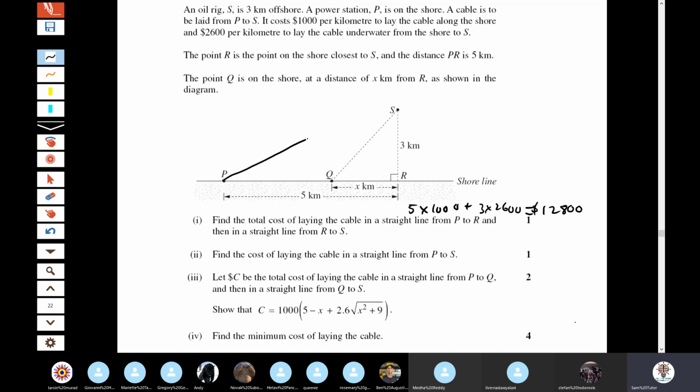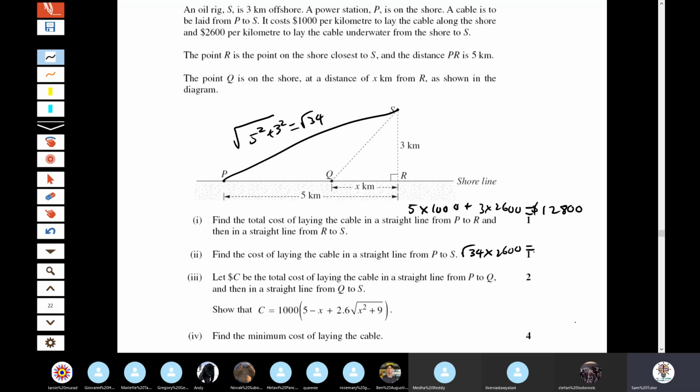P to S. Now, what kind of triangle do you see? Right angle triangle. So P to S is square root of 5 squared plus 3 squared, 34, root 34. And how much would that cost? Root 34 times what? 2,600. Why? Because all under the water. Good job.